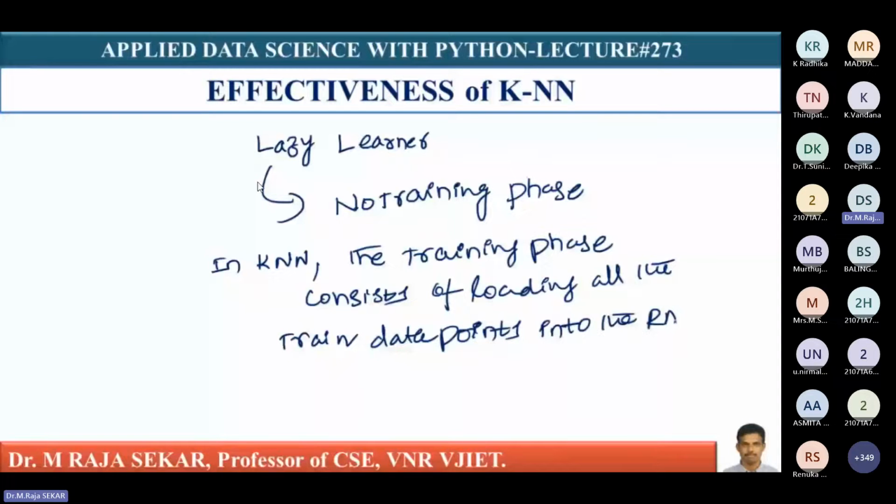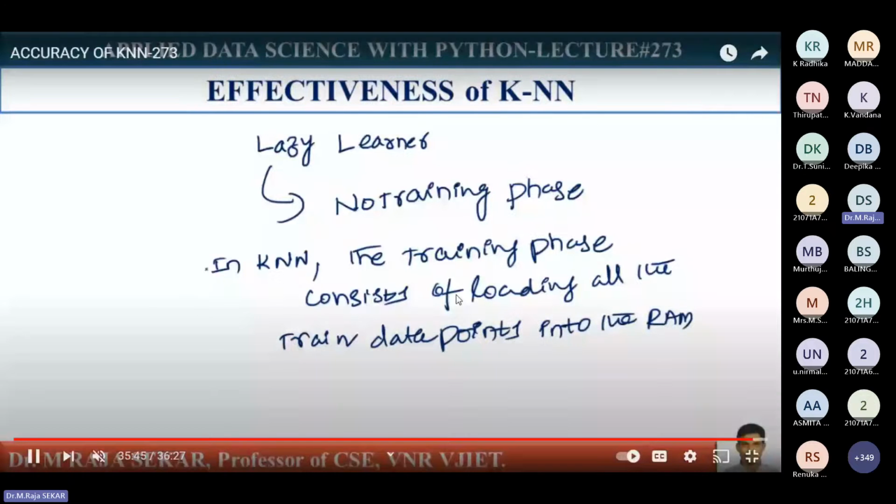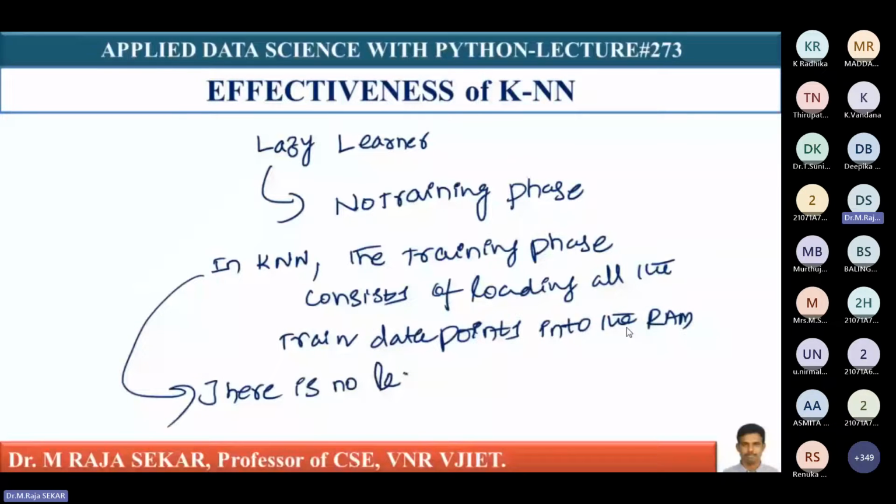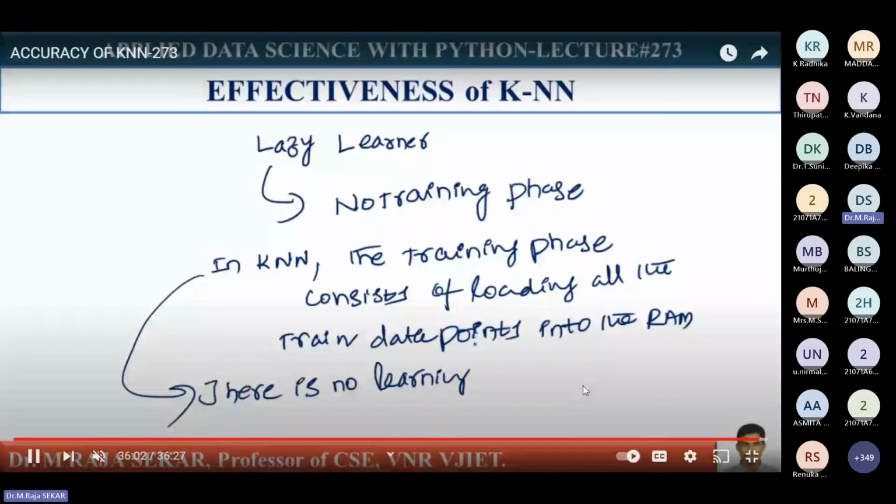Just see, in KNN, the training phase consists of loading all the training data points into RAM. That's it. There is no explicit training. Simply, I am loading data points in RAM and keeping them; that itself is the training. There is no explicit learning. That's why we are saying it's a lazy learner.